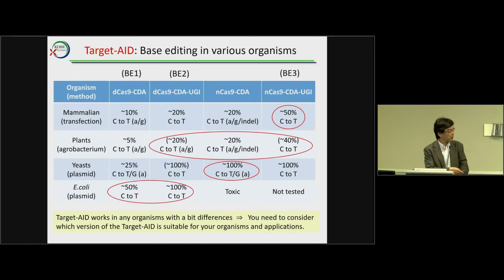So I will just summarize like this: depending on the system, the most suitable editing systems are different. For mammalian, plant, yeast, and E. coli, the most suitable system, shown by the red circles, is different. So like this, by designing the system, you can create very efficient mutation systems.